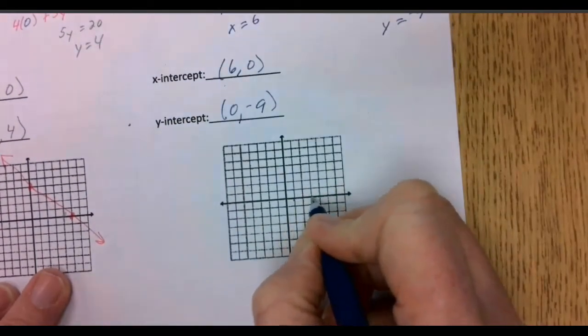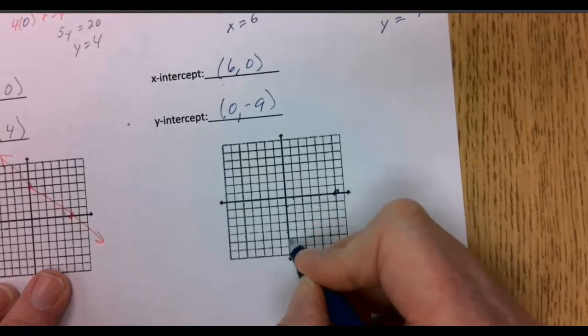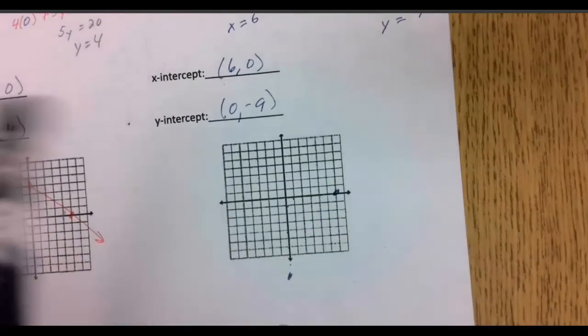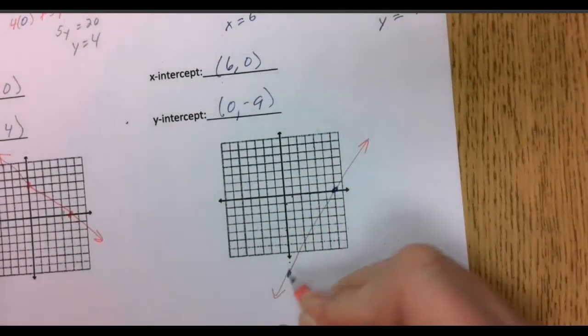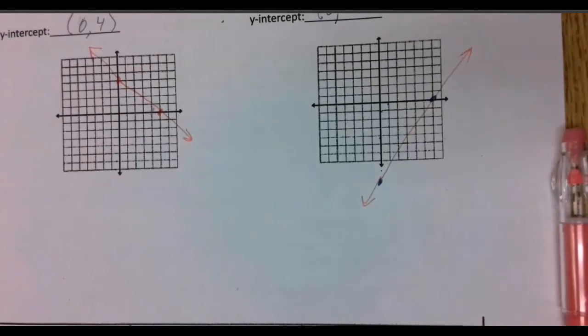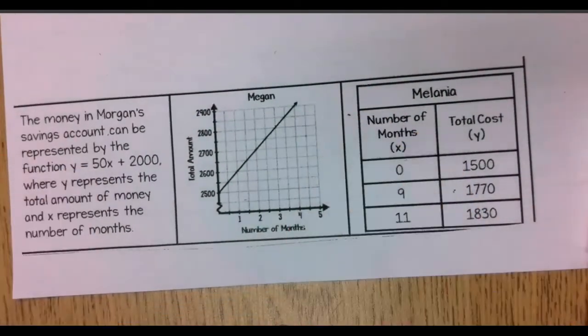So we have 6, 1, 2, 3, 4, 5, 6. And this is 1, 2, 3, 4, 5, 6, 7, 8, 9. On the test, we will make sure that it fits on the grid. Okay, there you go. Now, I do have one more problem on there if you want to see how to do that. And if you have questions, it's a good one to practice.